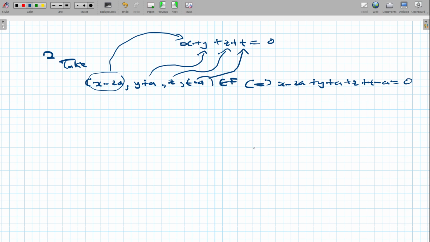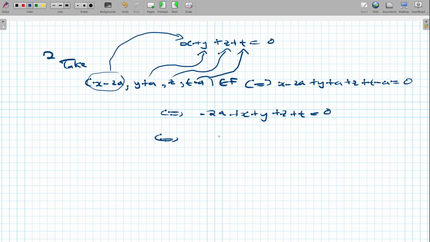Okay, so we have to make a the subject of the formula. But first of all, we can group the like terms. We can group minus 2 plus a, which will give us minus a. Hopefully that is clear. Minus 2 plus a gives minus a, and minus a gives us minus 2a, like so. And then plus x plus y plus z plus t is equal to 0, like so.